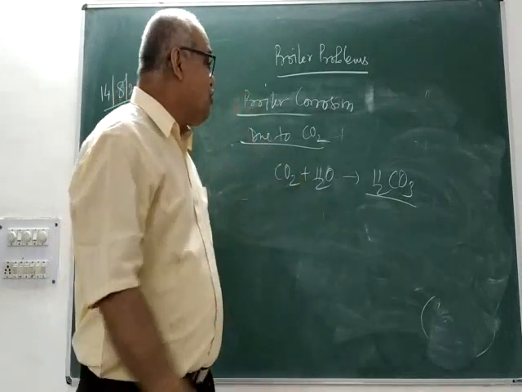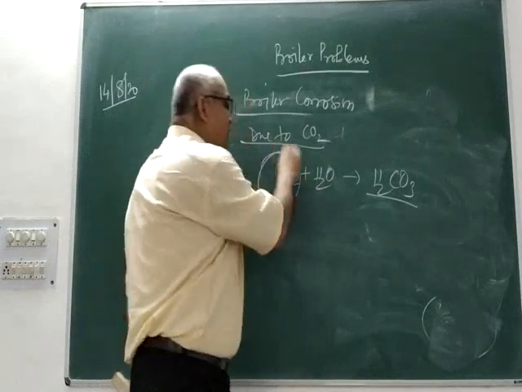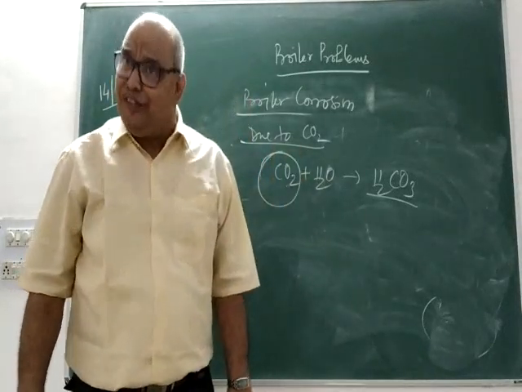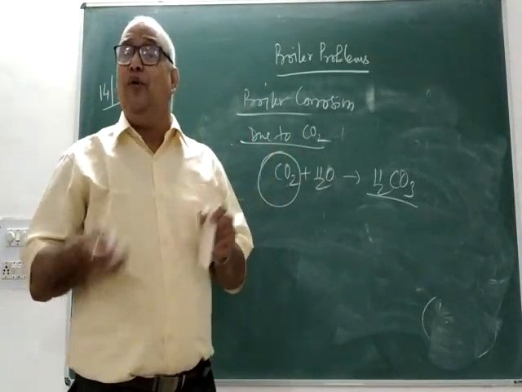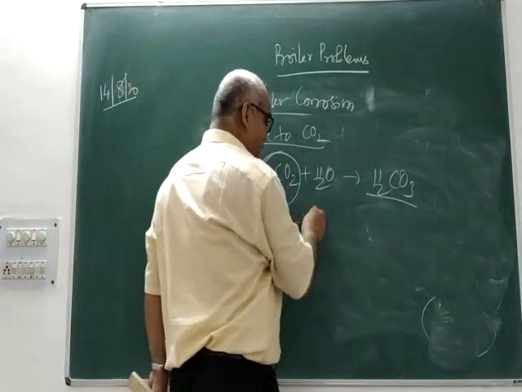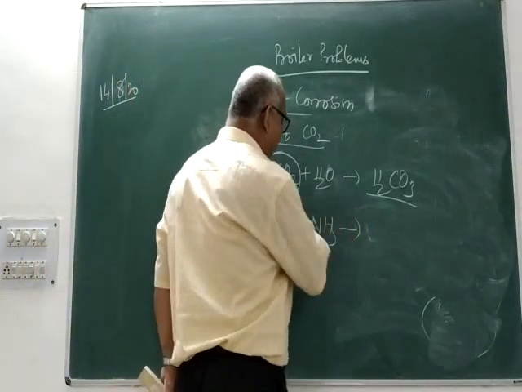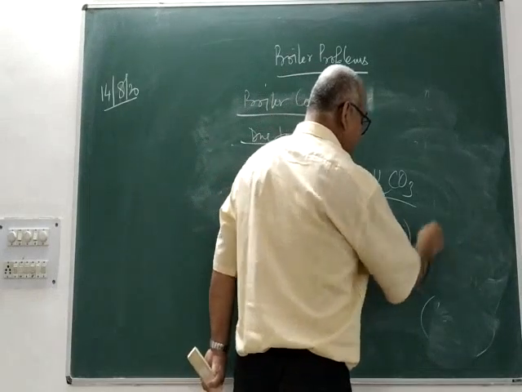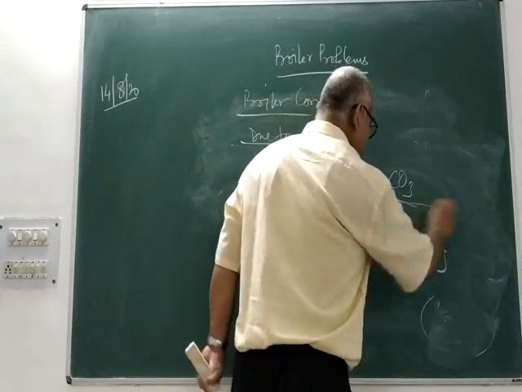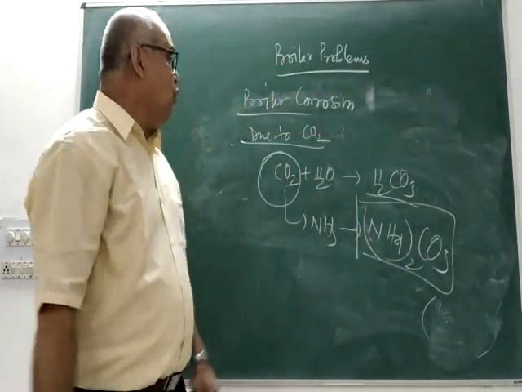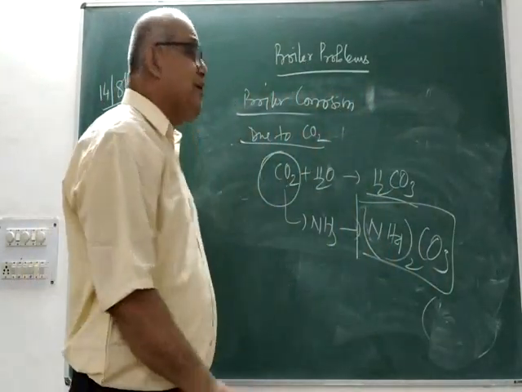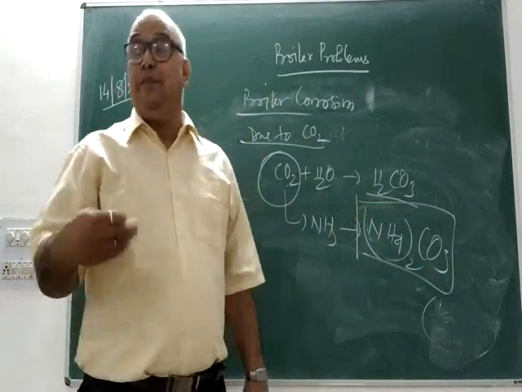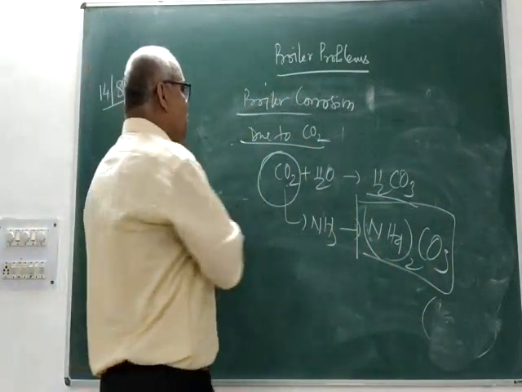And this kind of corrosion can be controlled by removing carbon dioxide, and for that, you can use a calculated amount of ammonia, which will react with carbon dioxide to produce ammonium carbonate. And this is how corrosion due to dissolved carbon dioxide in boiler water can be controlled.